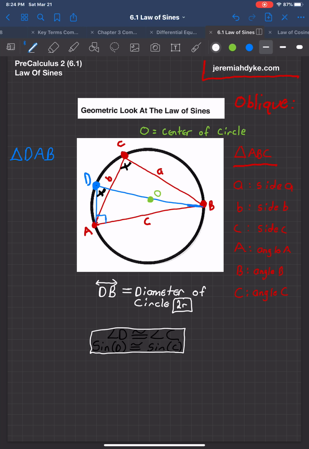If we're just thinking about the definition of sine, we're going to look at the sine of angle D.